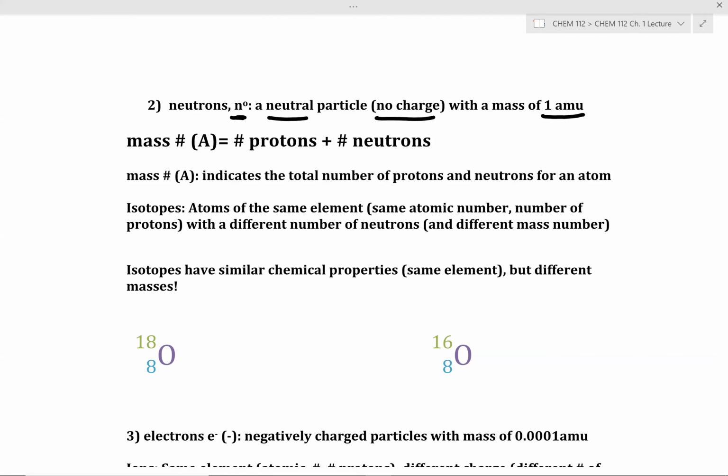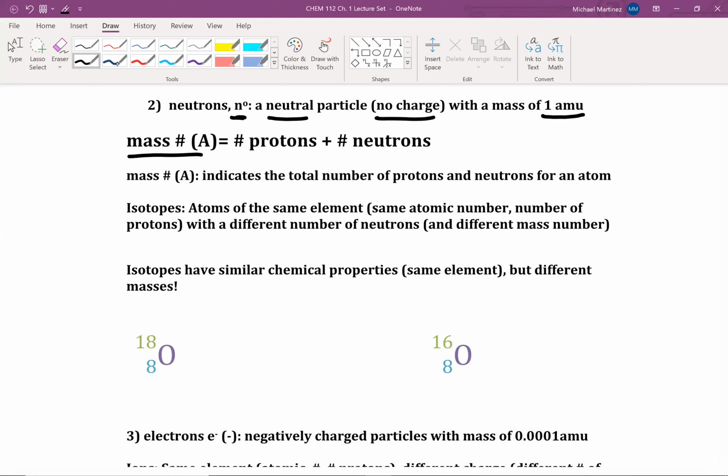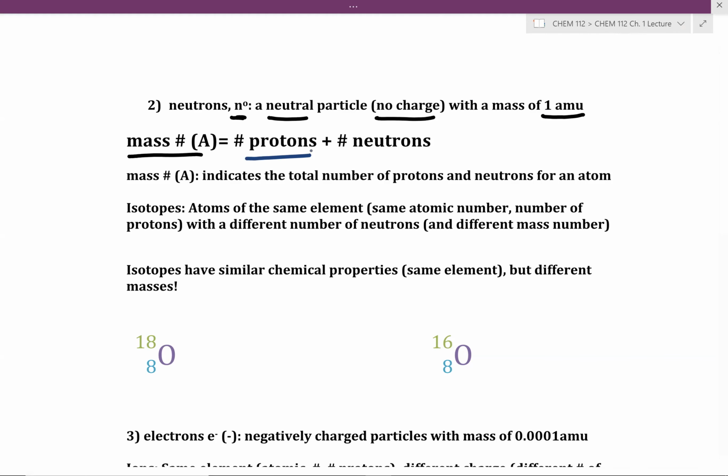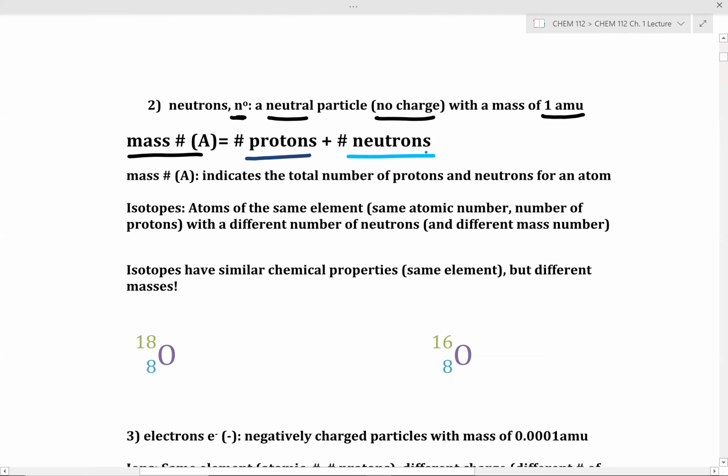As a general formula, we can express the total number of protons and neutrons for a given element using the mass number A. So the mass number A is the protons plus the neutrons. So the mass number represents the total number of particles with significant mass, or the total number of protons and neutrons in our given atom. Okay, so as I said, the mass number indicates the total number of protons and neutrons for an atom.